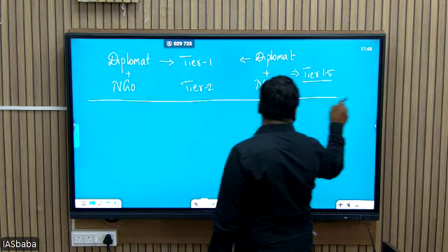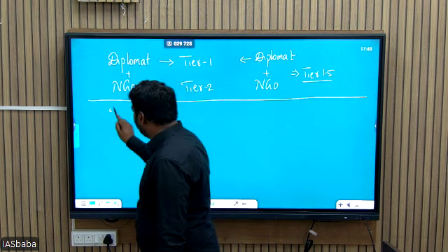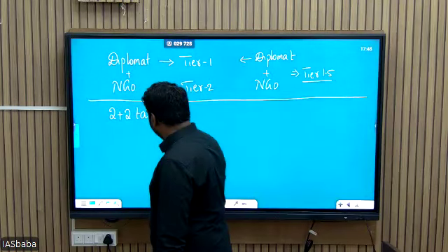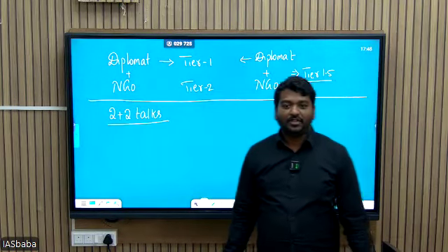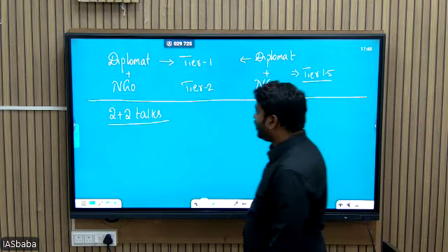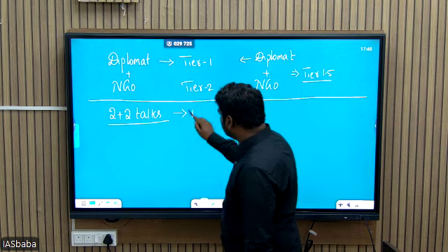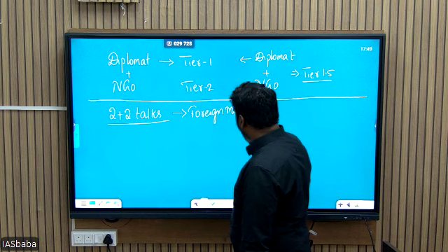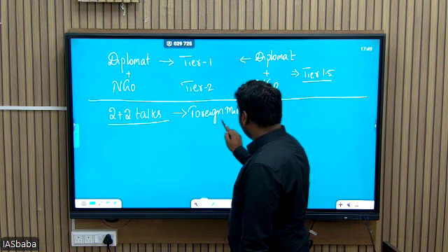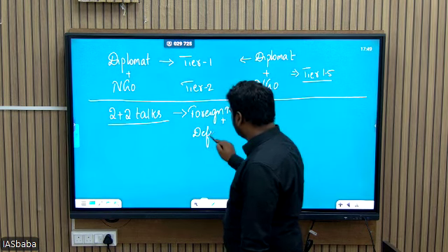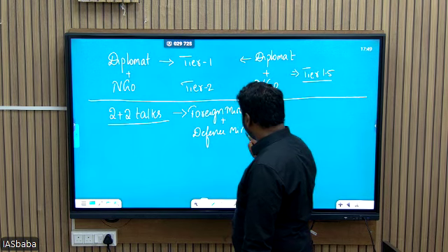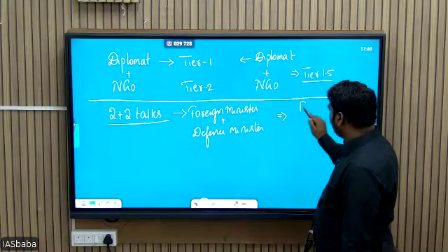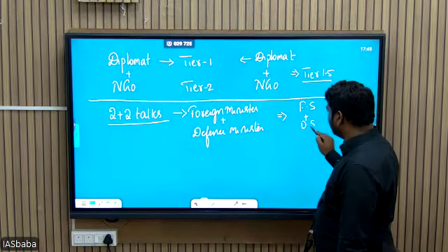I'm just giving you terminologies first. What all will be there in international relations. Then we say 2 plus 2 talks. Within a country, they use the term 2 plus 2. What is the meaning of 2 plus 2? It is foreign minister plus defense minister of India talking with foreign secretary and defense secretary of another country.